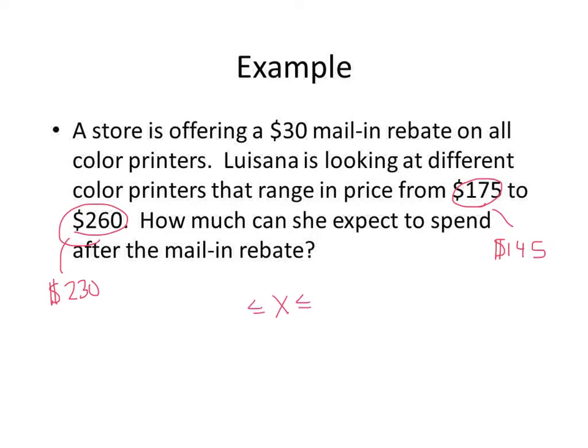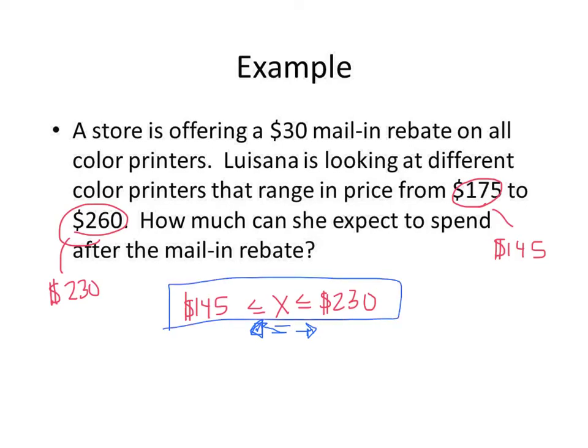And we get this between, and it's between $145 and $230. If you read this from your x, x is greater than 145 and less than 230. So there's your answer. It's that range between those values.